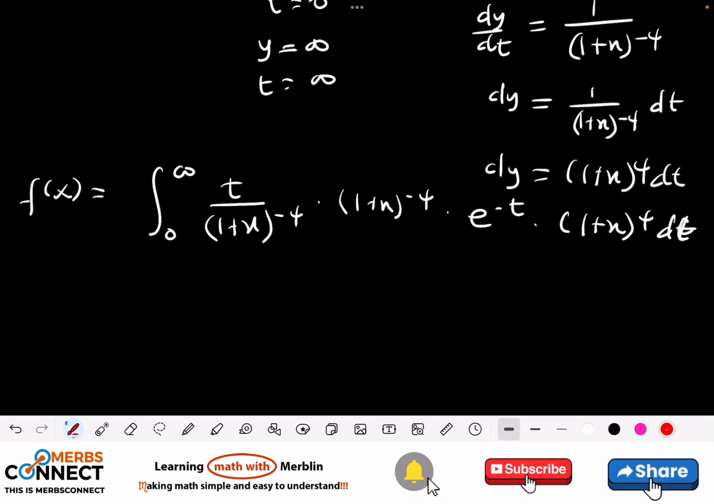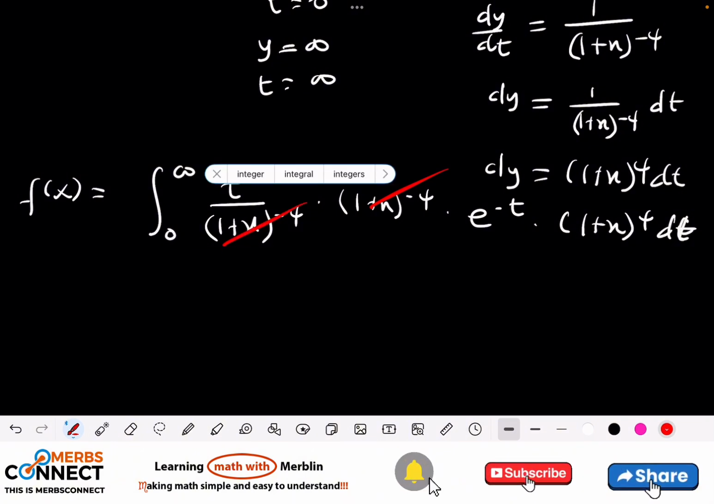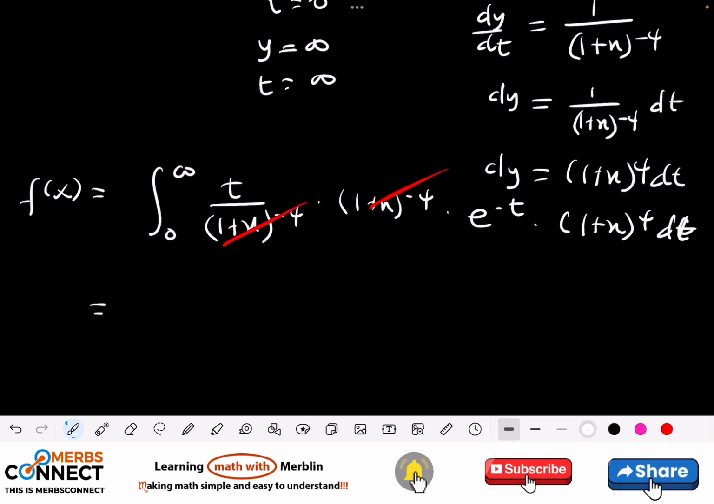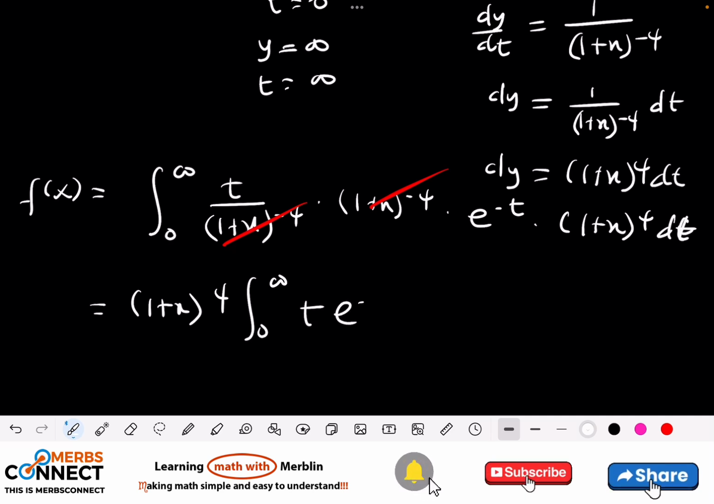Good. So now, fortunate for us, this will cancel this, right? So that's what we are going to have. Since we are integrating with respect to t, and this is not in terms of t, this is a constant. So we are going to have something like 1 plus x to the power 4, integral from 0 to infinity, t e to the power minus t dt.